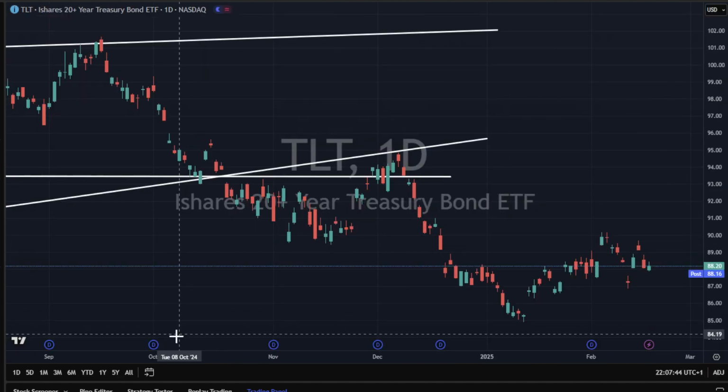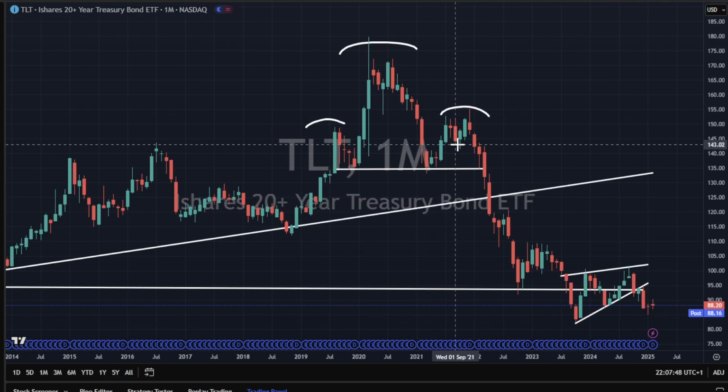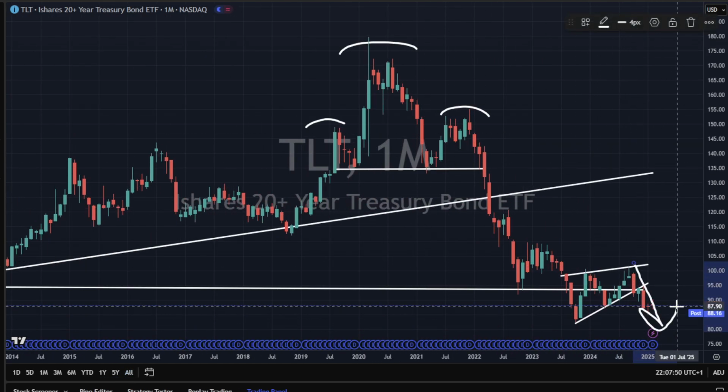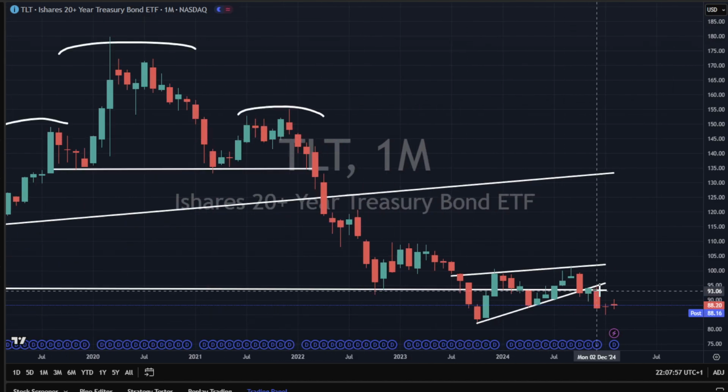Bond prices are moving sideways or flat today. No real update there, but we're still in a bearish formation, which means the long end of the curve for yields could continue to go higher and bond prices could continue to go lower.